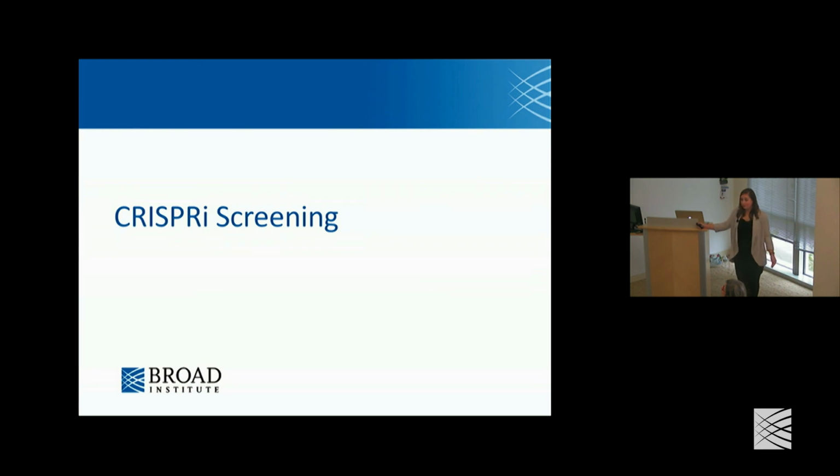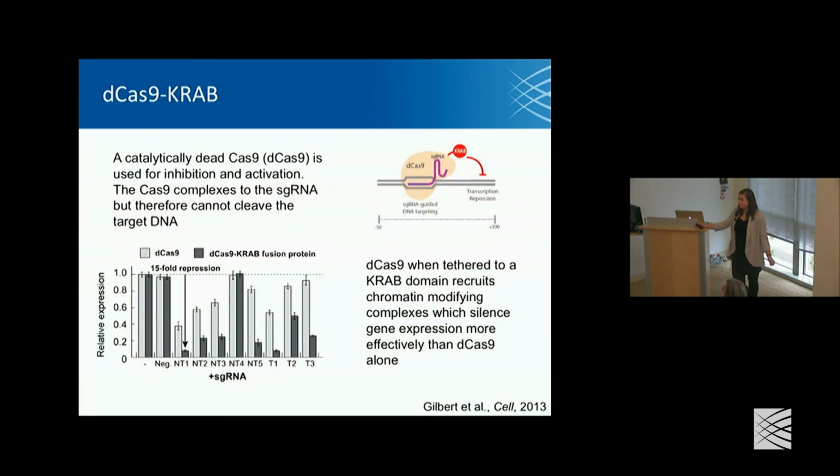So I want to go into a different application of CRISPR, CRISPR interference. And for both CRISPRi and CRISPRa, we use this catalytically dead Cas9, which will not cut your DNA. However, for CRISPRi, there's been a lot of tech dev out there, and other scientists have found that dCas9, when fused to a KRAB domain, has significantly better gene silencing than just dCas9 alone.